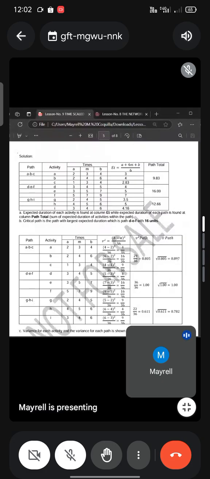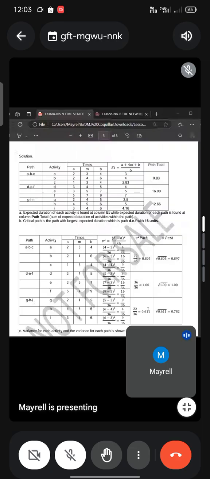Then the variance of the path, you just add. Add 4 over 36 plus 16 over 36 plus 9 over 36. You get 29 over 36, or 0.805. This is the variance of path ABC. Adding for DEF, you get 36 over 36, or 1. That's the variance of path DEF. Add 9 over 36, 4 over 36, and 9 over 36. You get 22 over 36, that's 0.611. This is the variance of path GHI.